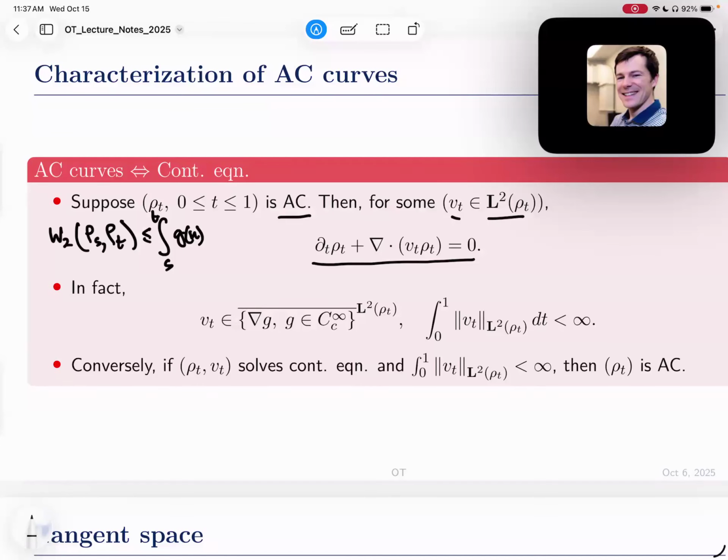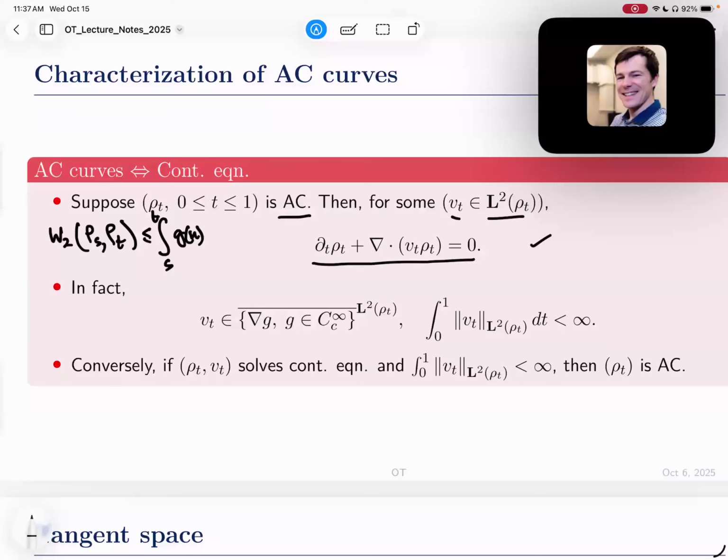In fact, so let's go over the statements carefully. Suppose my curve rho t is absolutely continuous, then there will exist some velocity field, which is in L2 of rho t, such that the continuity equation is satisfied. So that's one. But there is more. In fact, this velocity field can be chosen to be of a very particular form. It must be almost of a gradient form.